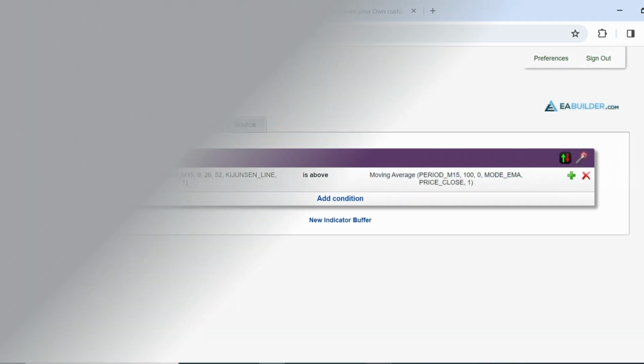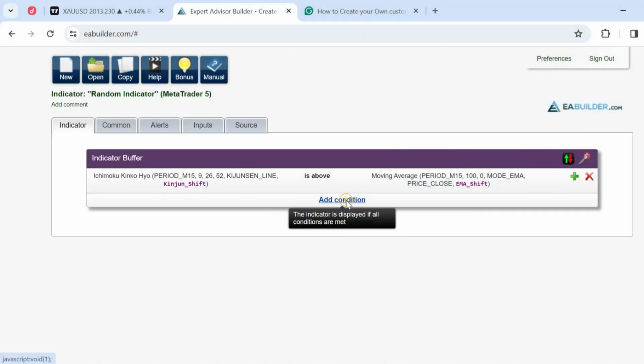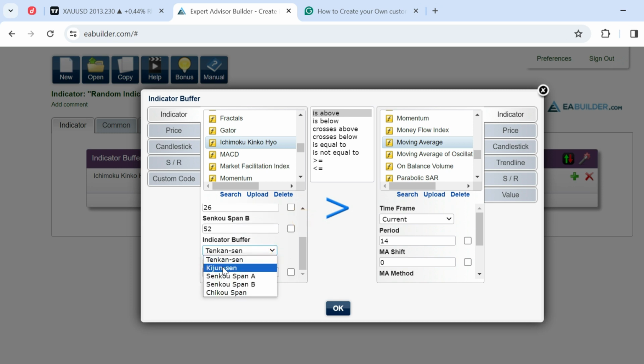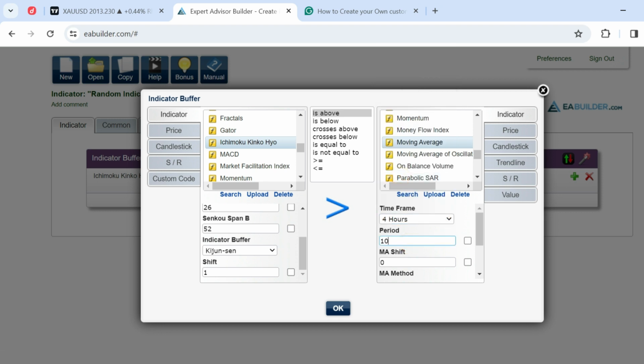The next function implies that the indicator would only buy or sell once the trend of both the larger time frame and the smaller time frames are the same. This will make sure that we are not doing any counter-trend trading. As such, our next buy condition should be the same as the one we just created. But the only difference is that we are going to use the larger time frame. In this case, we're going to use the 4-hour for this example. Good! Now the second condition is completed.